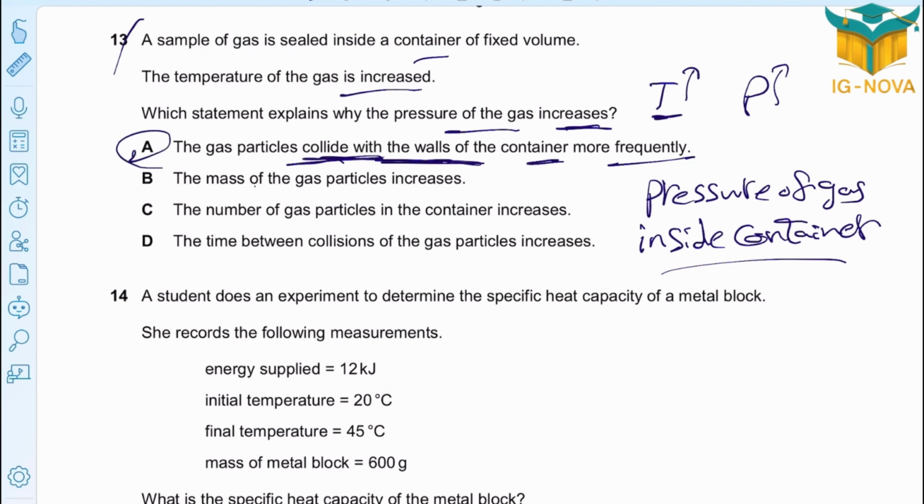For the other options, does the mass increase? Surely no. Does the number of gas particles increase? Surely no. Does the time between collisions increase? Also no. Correct option is A.